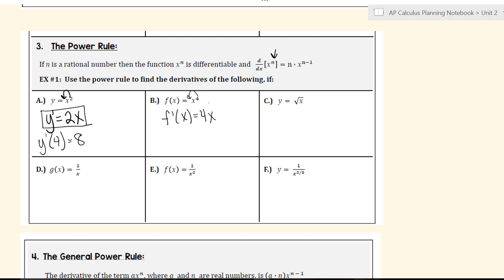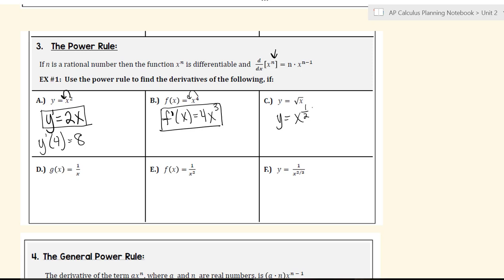For part B, let's say f prime of x equals, same thing, so that 4 becomes the coefficient, and then you reduce that degree. So our derivative is 4x cubed. Make sure you're using notation to show that that is a derivative, that prime. I'm going to rewrite this one first to make it exponential on part C: y equals x to the 1/2.